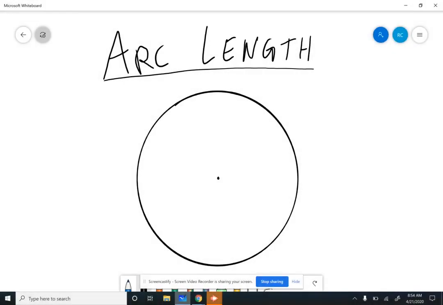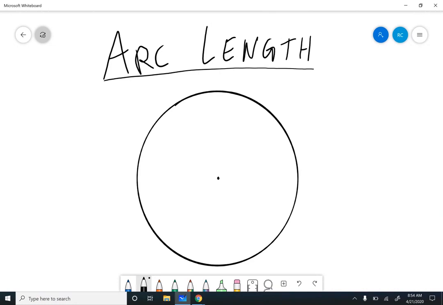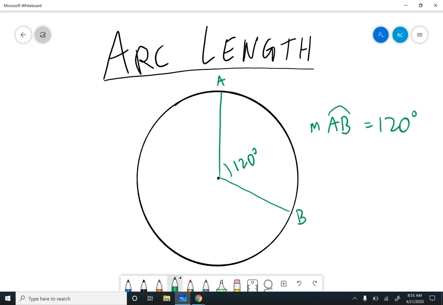Okay, so in today's video, we are going to talk about the length of arcs and how to find that. Now, we already talked last time about the measure of arcs, and let's do a really quick review of that. Okay, so if you've got an angle here that is, let's say, 120 degrees, that means that this arc AB, the measure of arc AB, is also 120 degrees. Essentially, the angle is just the measure of how far around the circle you're going.